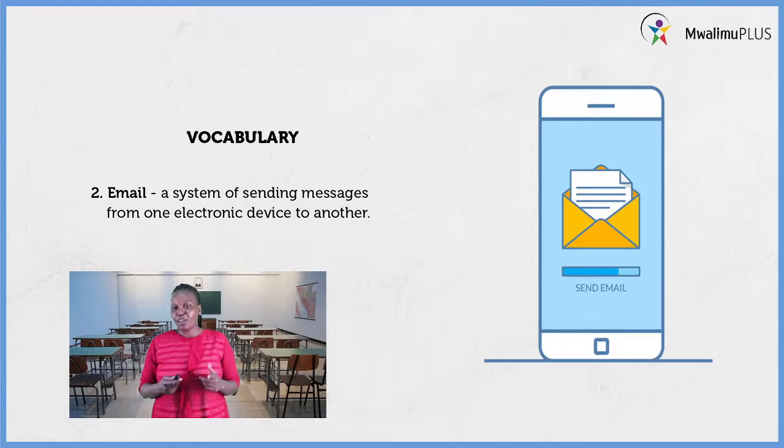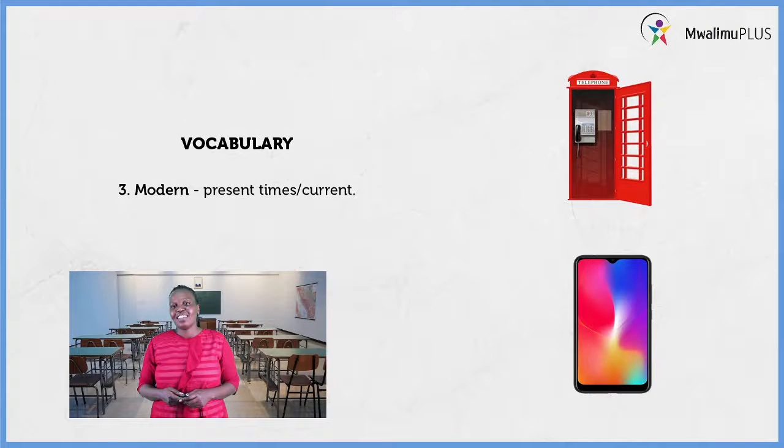Modern is another word that we came across in our passage. Now, modern is the opposite of the word traditional. So, modern means current time, current days, the present time. Looking on the screen, we have a mobile phone and a telephone booth. Now, before the coming of the mobile phone, we used to make phone calls using a telephone that was connected by wires. Currently, we are using a mobile phone. So, mobile phone is the modern device as compared to the telephone booth.